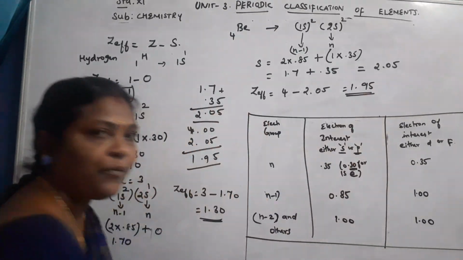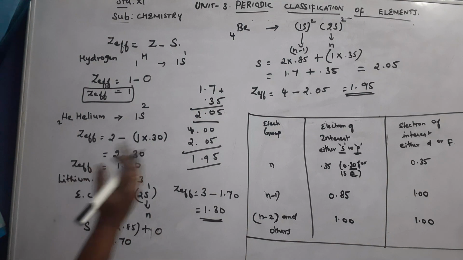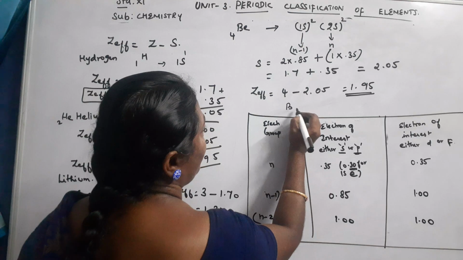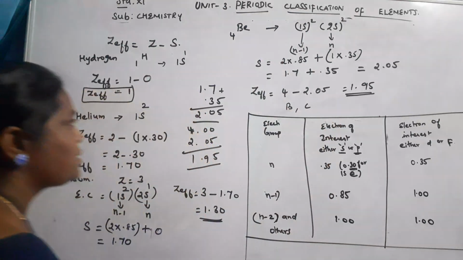Dear students, have you all understood clearly? Now you have to calculate. Let us take some other examples. Try to do it yourself for boron and carbon. Let us do the next one now.